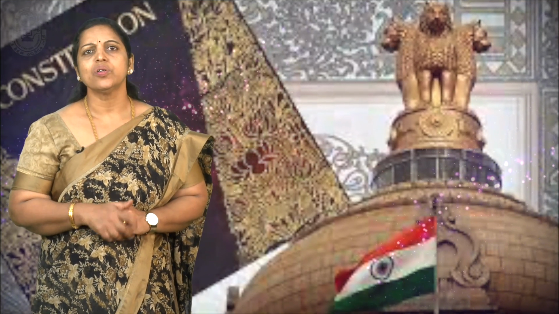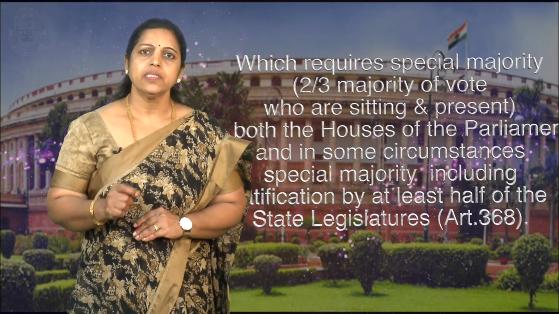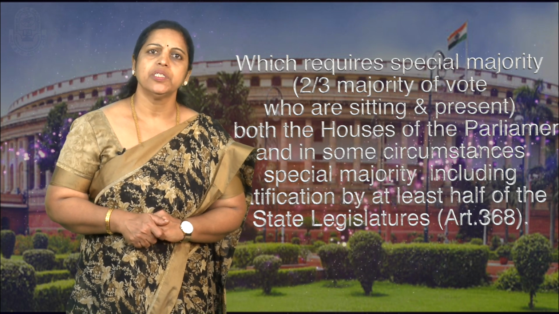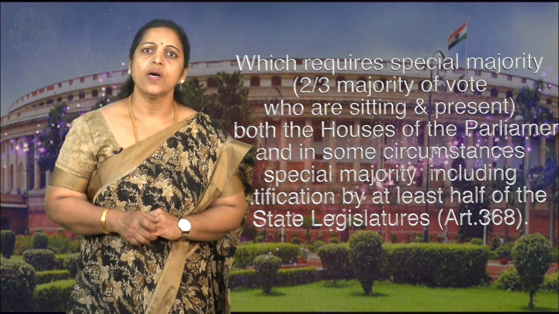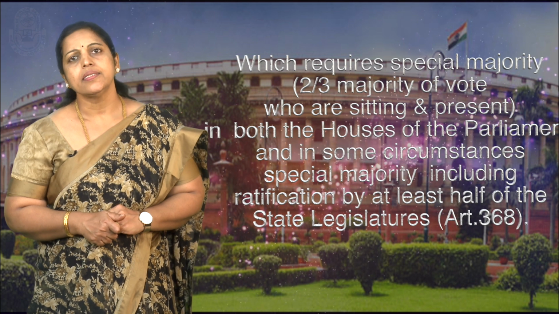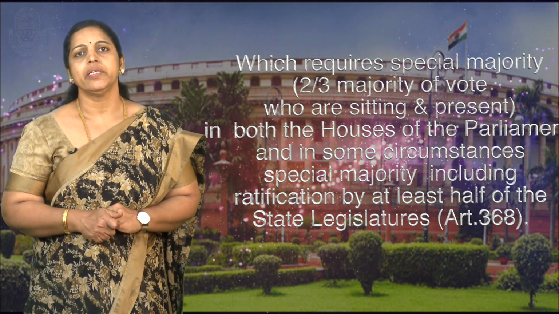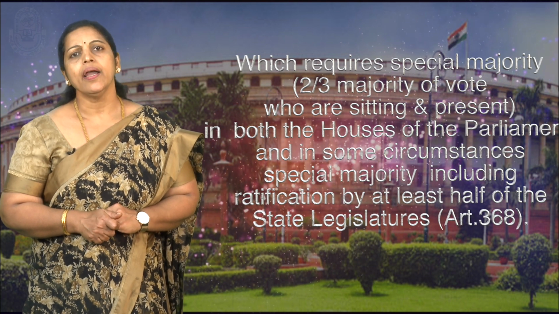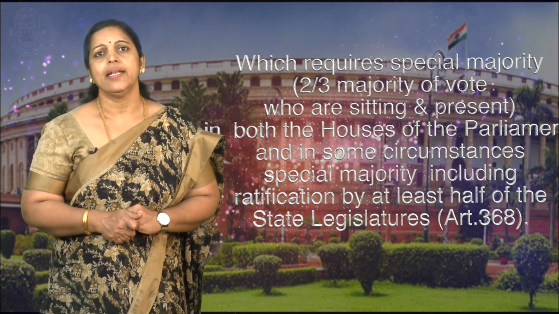Some provisions of the Constitution can be amended by the simple majority procedure, as is followed for enacting ordinary laws, while the rest of the Constitution is amended by a special procedure that is more difficult and technical, which requires a special majority, that is a two-thirds majority of members sitting and voting in both houses of Parliament, and in some circumstances, a special majority including ratification by at least half of the state legislatures.